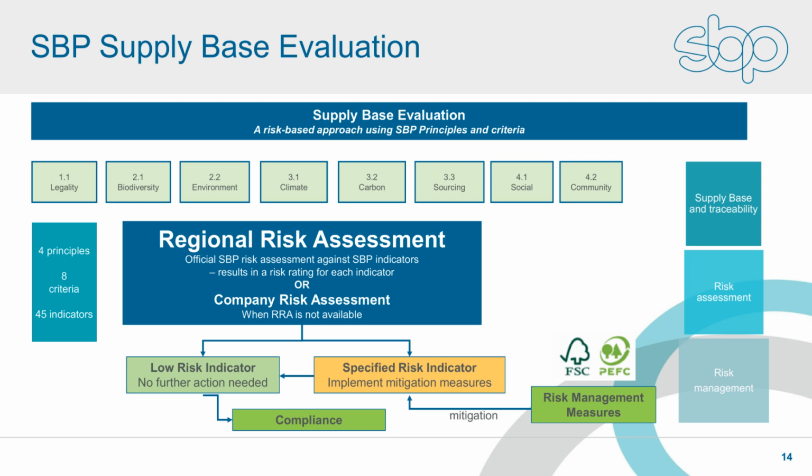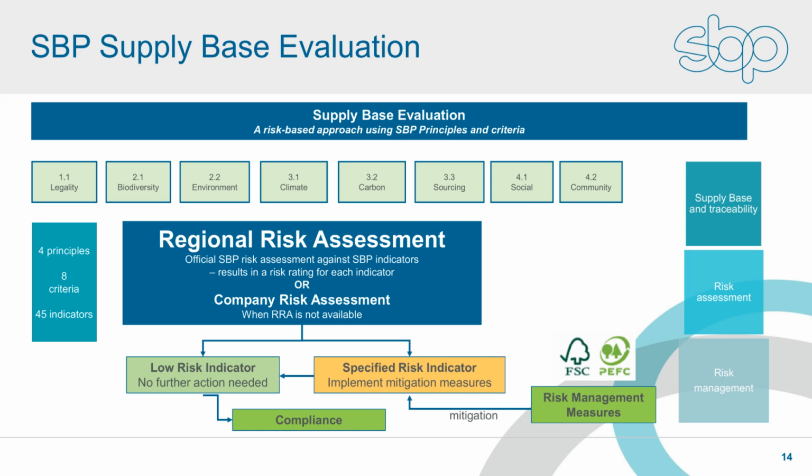Whichever route you take, the outcome is the same. Each indicator ends up with a risk rating, either low risk or specified risk. Those are the only 2 options. If an indicator is rated low risk, you are done with that indicator. No further action is needed, and it feeds straight into your compliance conclusion.